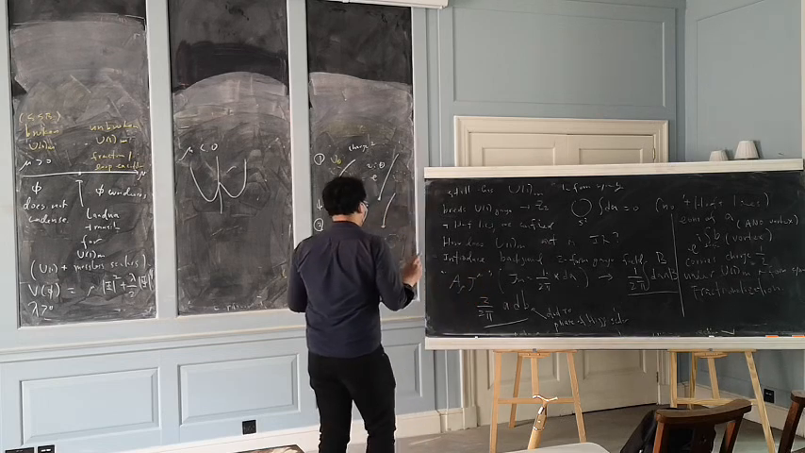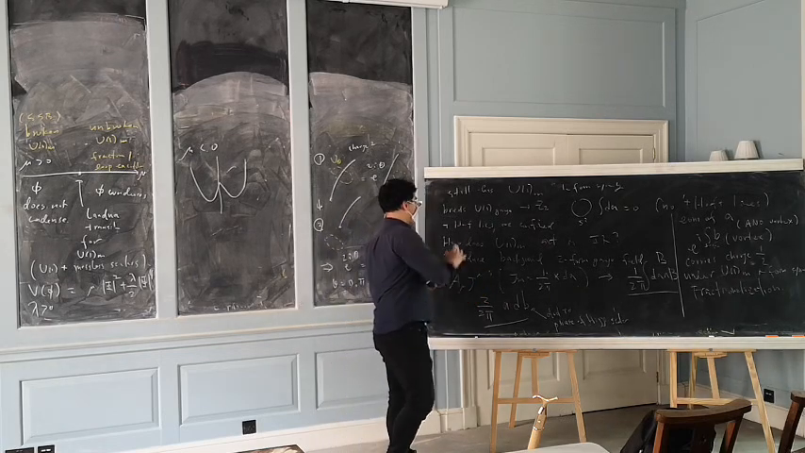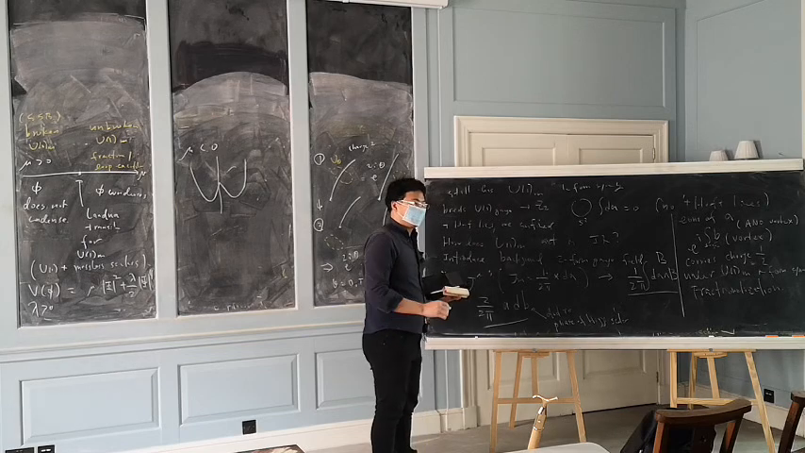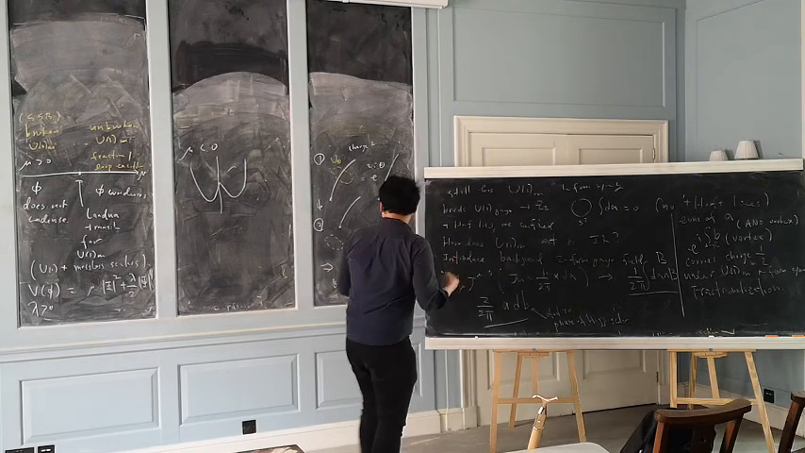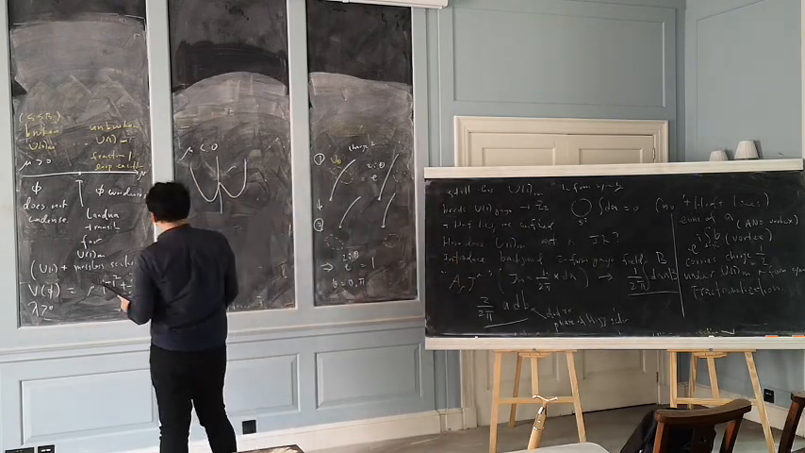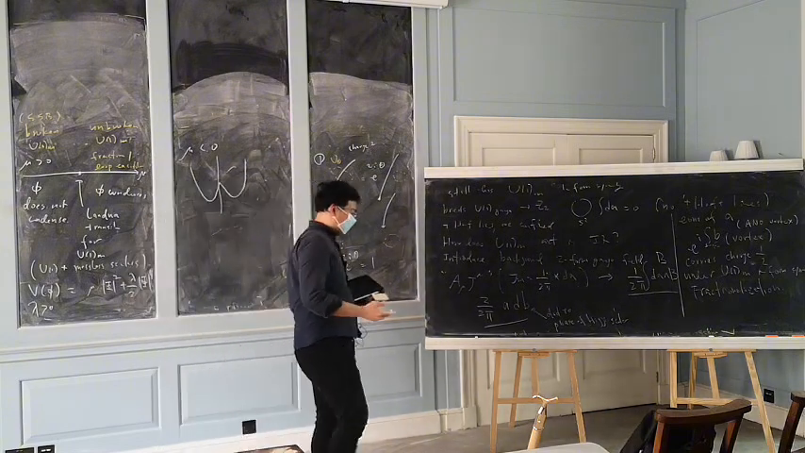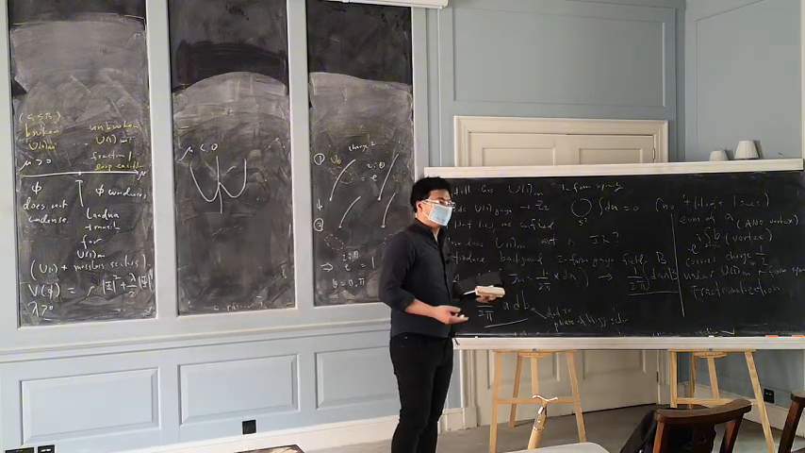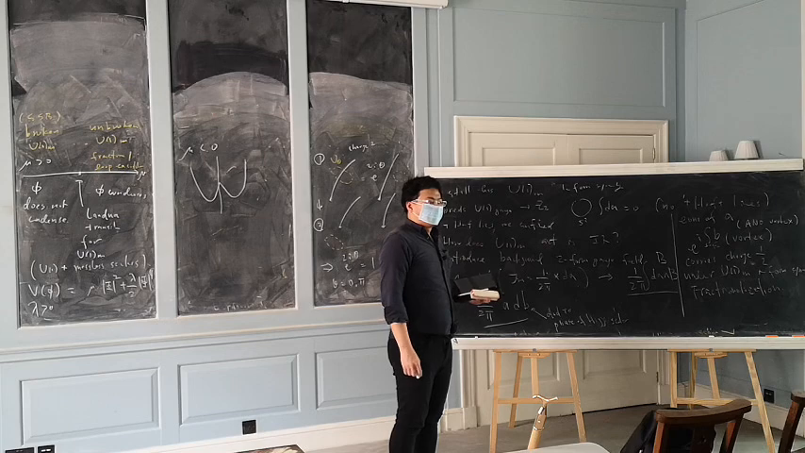Phi condenses. Well, if phi condenses, then you will break the U1 gauge group down to a, well, I mean, here I'm taking phi to be charged 2, so if phi condenses, then you will break the U1 gauge group.